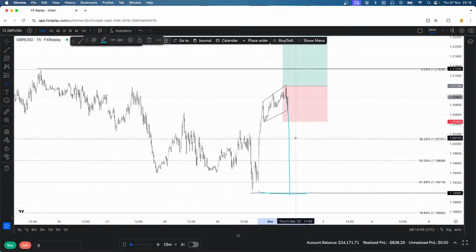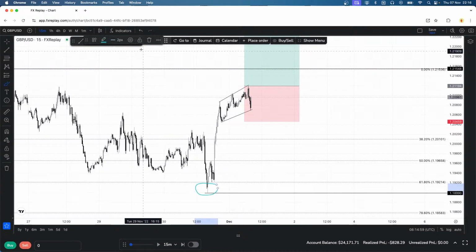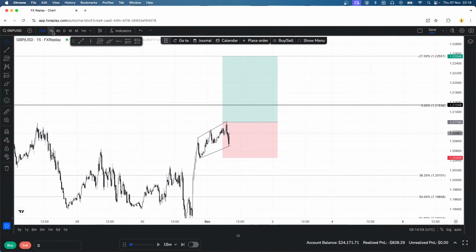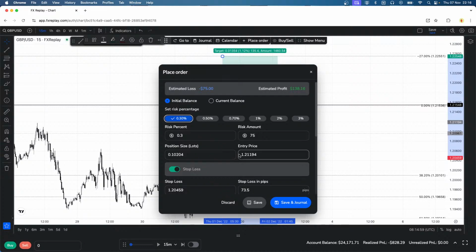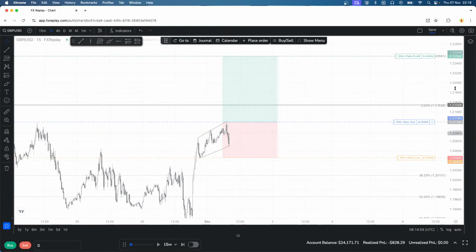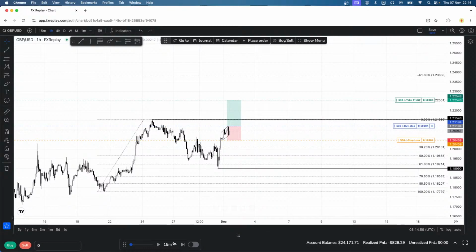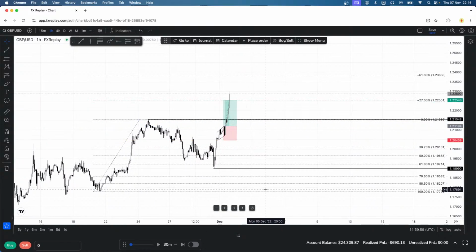The only time my bias will be wrong is if price breaks this low. Then I'll be like, okay, I have to relook at the whole pattern. But for as long as we are in this level, my bias is still correct. So the only time my bias is invalidated is if we break that low. Okay, let me put a buy stop. Keep doing the same mistake. Okay, I'm in the buy. Nice.